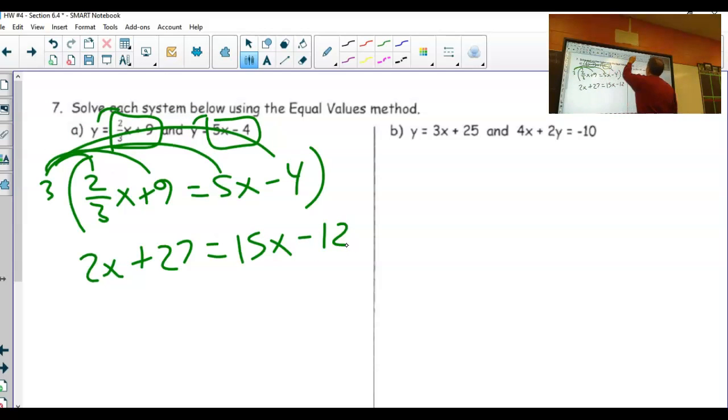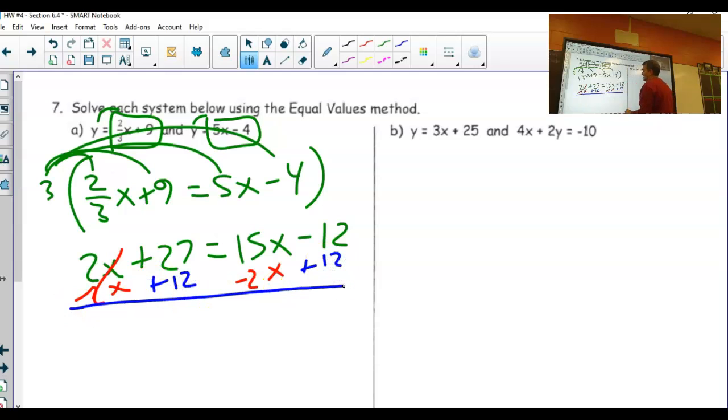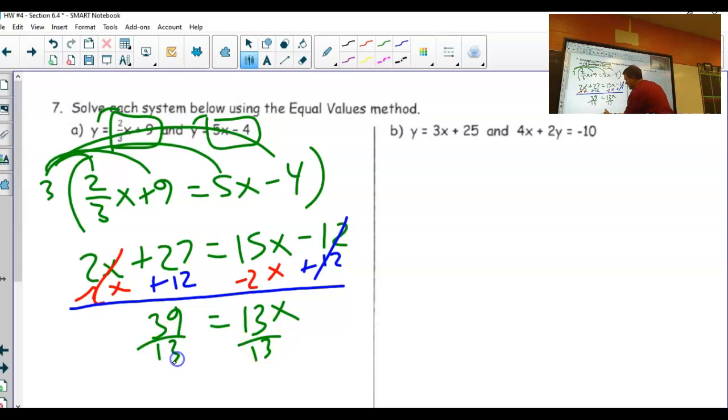Then I would subtract 2x from both sides. And maybe at the same time, I would add 12 to both sides. And I would get, let's see, let me go back to green. I would get 39 equals 13x. And then all I have to do, of course, is divide by 13, and I get x equals 3.